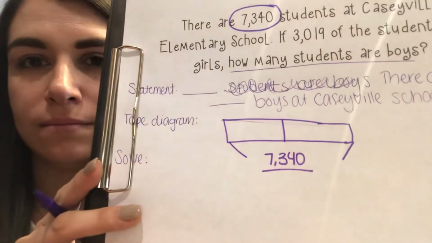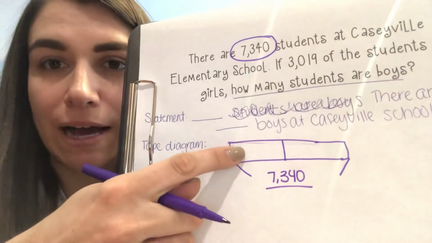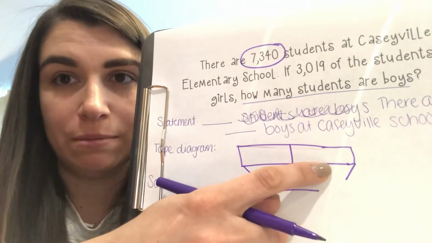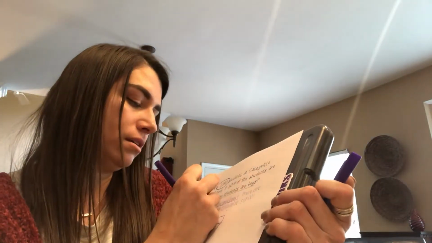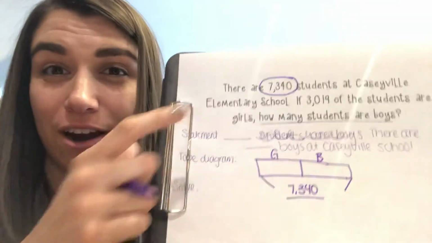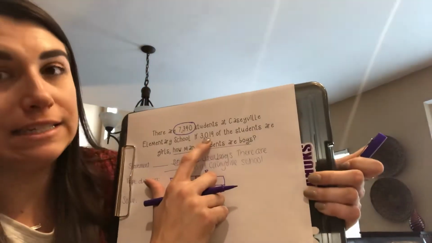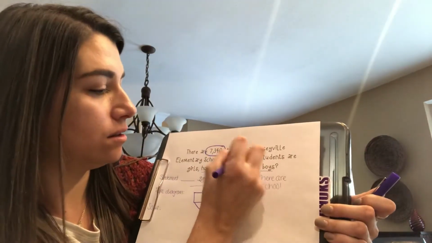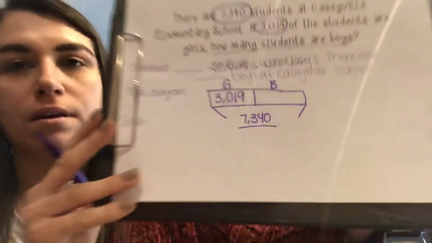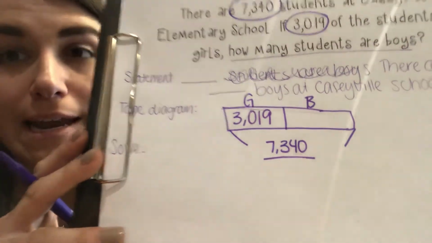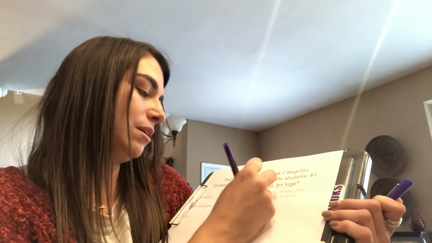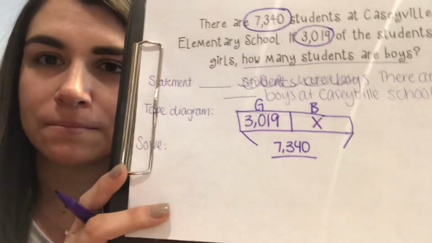down there. Now the first box can represent how many girls there are. The second box can represent how many boys there are. So I'm gonna write a G and a B. Now, I know that there are 3,019 girls. So that's gonna go in my girls spot. Now the X is the one we don't know, and we don't know how many boys there are. So I'm gonna put the X in the boys box.